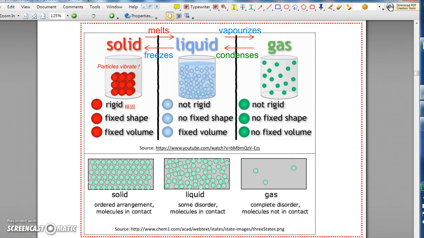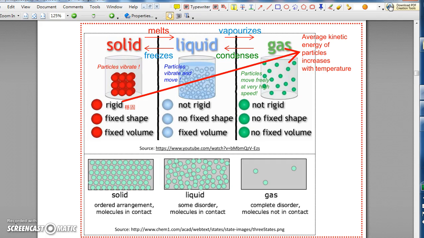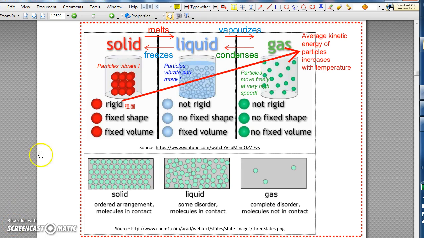By kinetic theory, the particles in solid can only vibrate. The particles in liquid can vibrate and move as well. Gaseous particles can move freely at very high speed. As you can see, the average kinetic energy of particles increases with temperature when solid changes to liquid and liquid changes to gas. You may know very well that solid has a rigid structure.